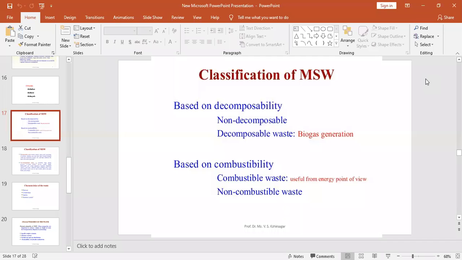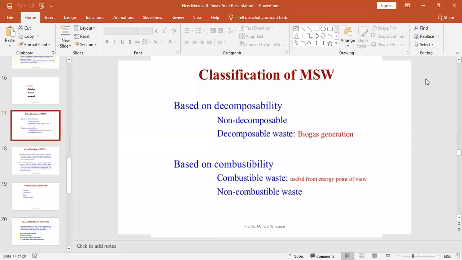Landfilling. Then, first is based on the decomposability, it is going to be classified into non-decomposable and decomposable. Examples of non-decomposable: plastic, rubber, metals, etc. And decomposable waste: newspaper, food waste, agricultural waste, that will be under the decomposable type of waste.